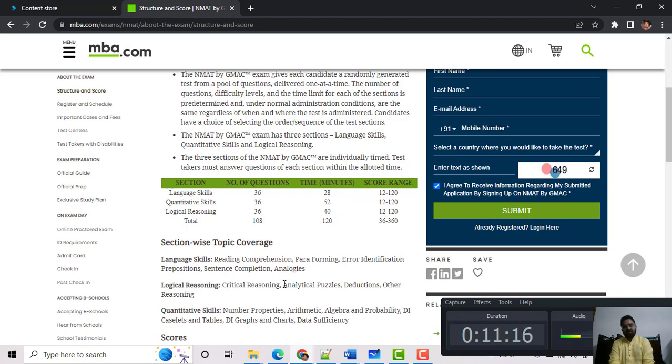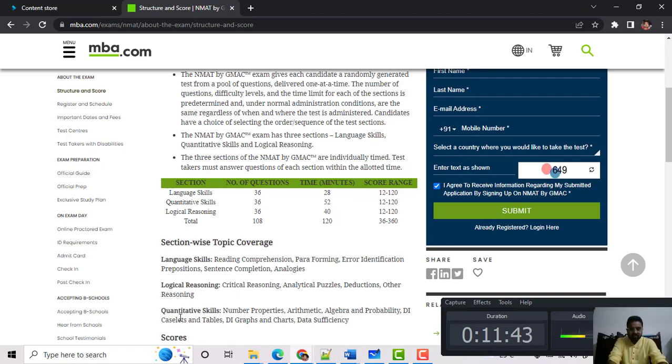Quantitative skills is relatively easy compared to CAT. Language skills, logical reasoning, even quantitative, every section is easier than CAT. Things which we have covered: number properties, number system, in arithmetic percentages, time and work, time speed distance, averages and mixtures will come.